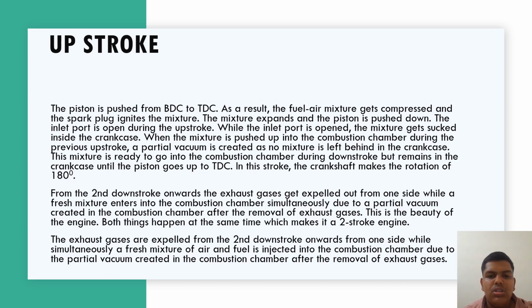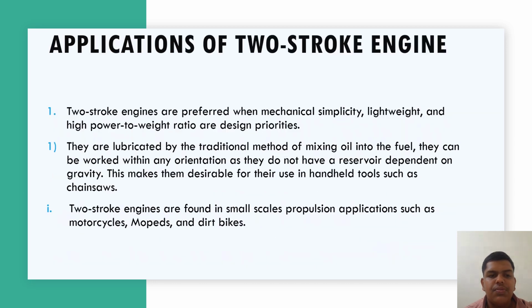When the mixture is pushed up into the combustion chamber during the previous upstroke, a partial vacuum is created as no mixture is left behind in the crankcase. This mixture is ready to go into the combustion chamber during the downstroke but remains in the crankcase until the piston goes up to the TDC. In this stroke, the crankshaft moves a rotation of 180 degrees.